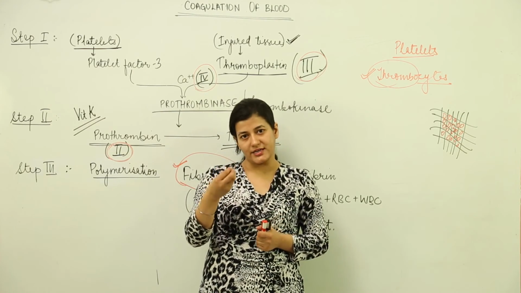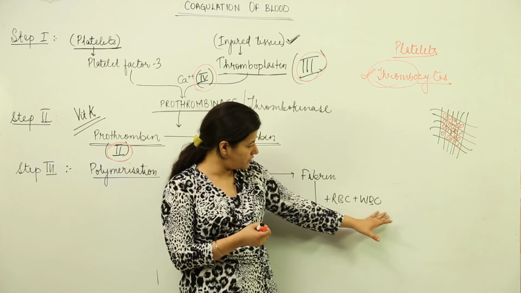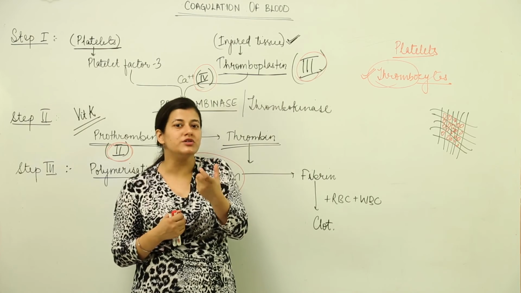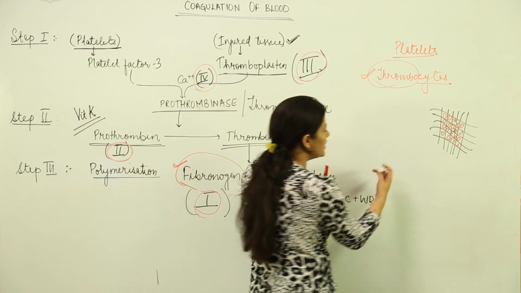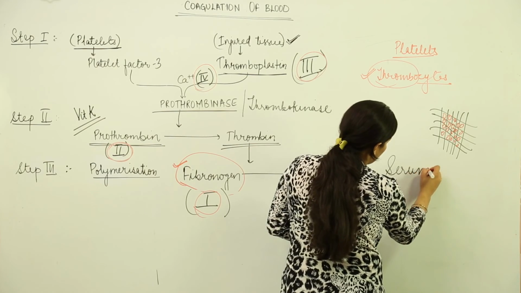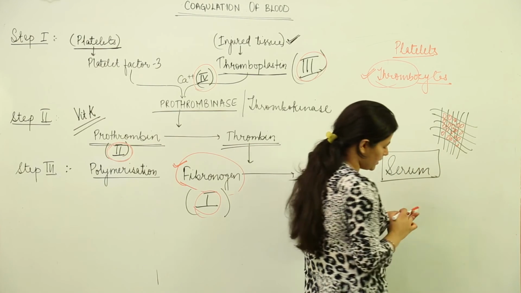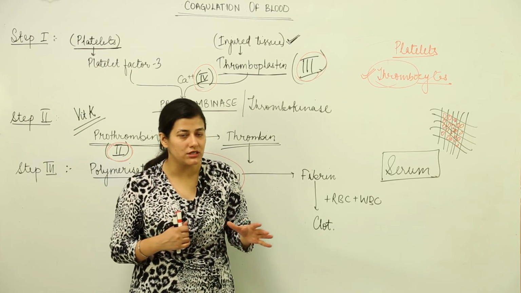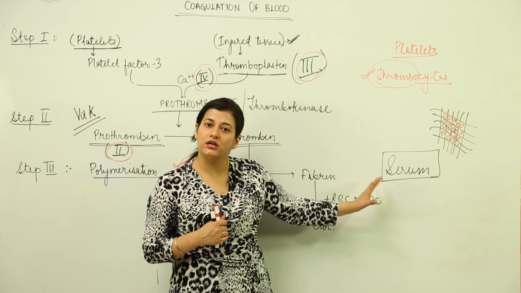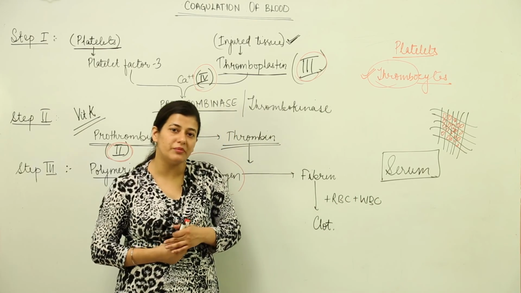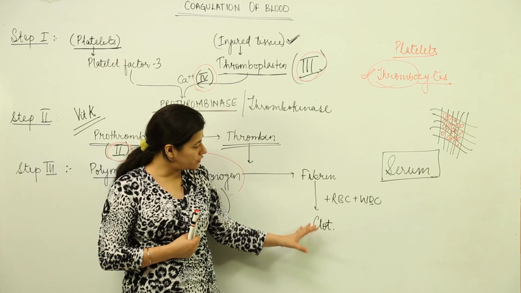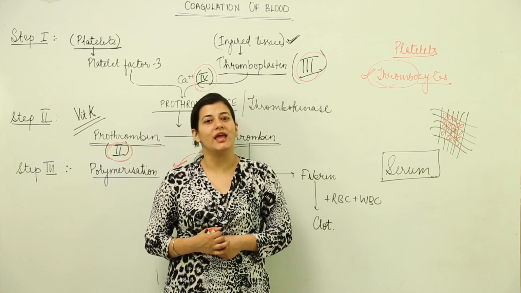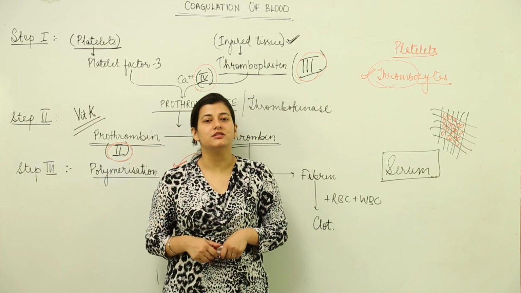Now from that clot, when the RBCs, WBCs of the blood and fibrin have been entangled in it, a watery substance oozes out, and that is known as serum. This serum is simply plasma without its proteins, and the formed elements, which are the cellular components of the blood, are also not present. So this is the entire mechanism of blood coagulation that takes place whenever an injury occurs.